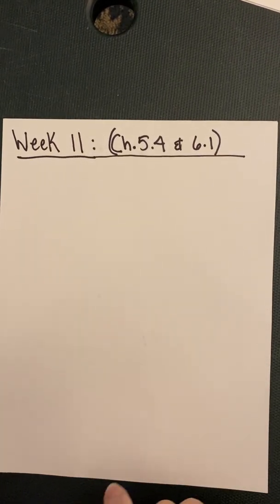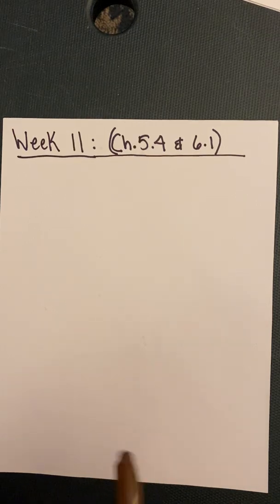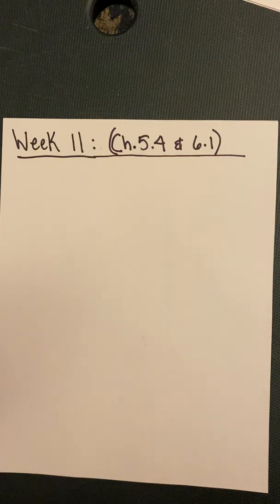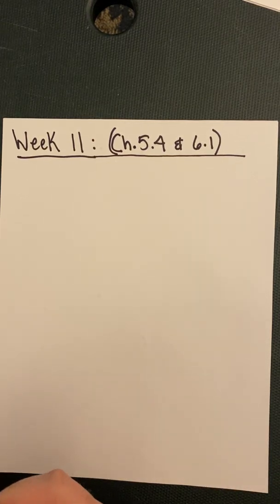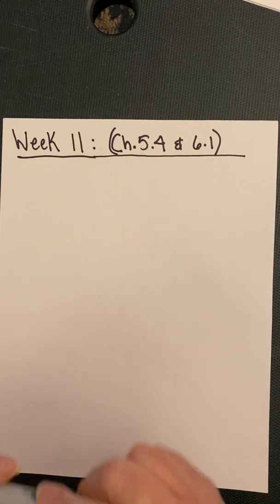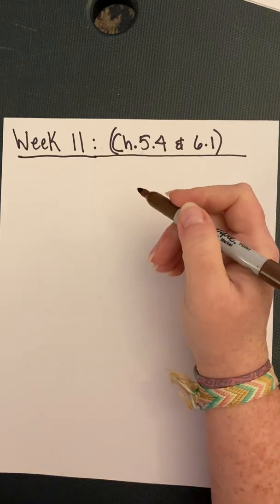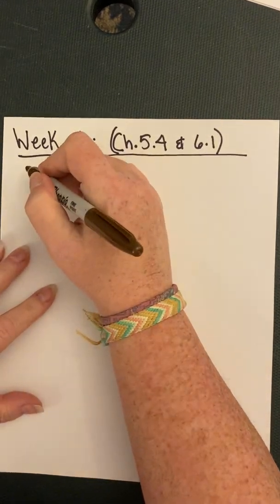Hello, it's week 11. We're doing chapter 5.4 and 6.1. So there's not really a whole lot new in chapter 5, section 5.4. It's on right triangle trigonometry, but I'll go over like 4 different problems to show you the types of problems that might come up. Really not great problems written in the exercises for these either, so sorry about that, but that's the book.